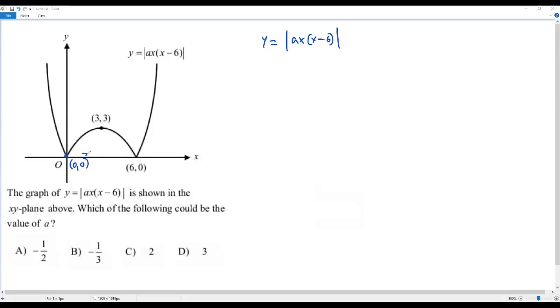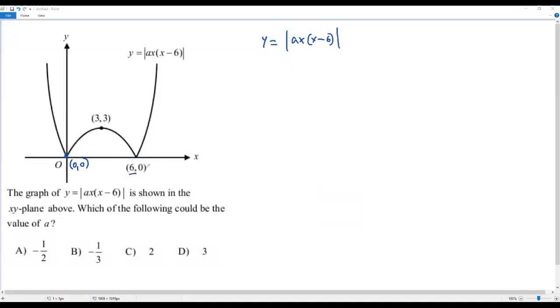The points are the origin (0, 0), the other point is (3, 3), and the third point is (6, 0). When I consider the first point, the origin (0, 0), we can plug in the x coordinate 0 for x and y coordinate 0 for y. When I plug in 0 for x, this 0 will be multiplied by a, then a will be no more in the equation. So I will not be able to solve for a if I plug in the point (0, 0) into the equation.